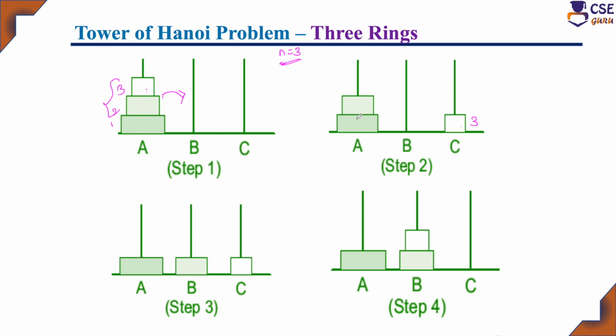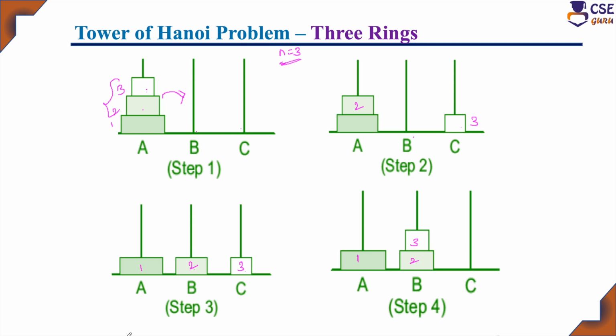And then next step, this is ring number 2. Ring number 2 place it in B. This is ring number 2. This is ring number 1 and this is ring number 3. Okay. Ring number 3 place it in C. Ring number 2 place it in B. Then ring number 3 place it in B. Now this is 2 and this is 3 and this is 1.